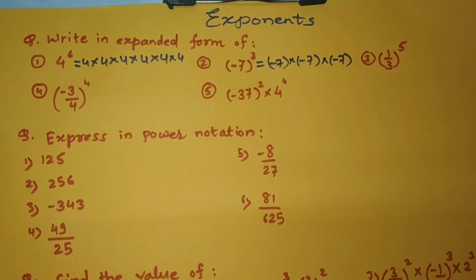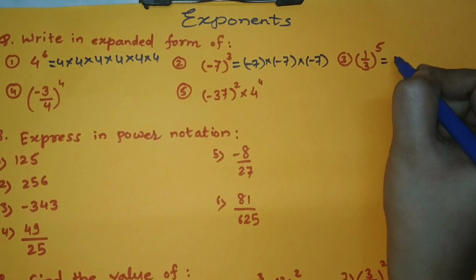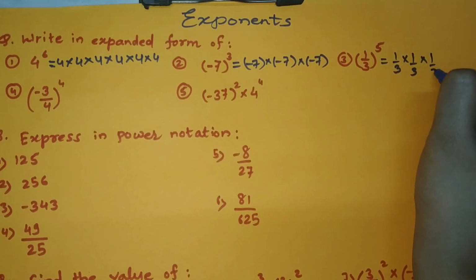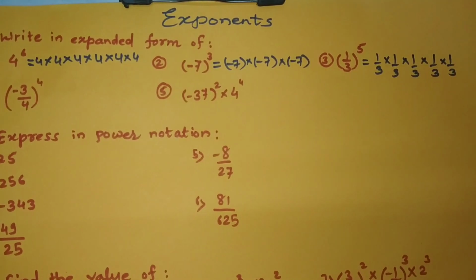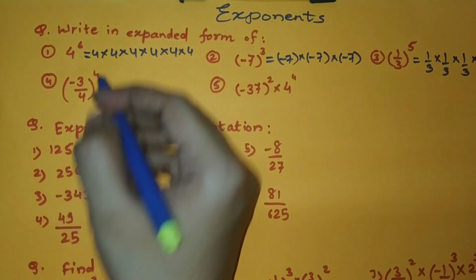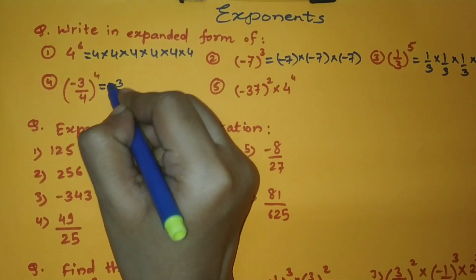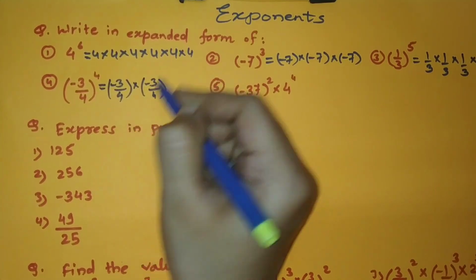Friends, next is minus 1 by 3 to the power 5. So you can write 1 by 3 into 1 by 3 into 1 by 3 into 1 by 3. That is 5 times. Next we are having, friends, minus 3 by 4 to the power 4. So we can write it like this: minus 3 by 4 into minus 3 by 4.